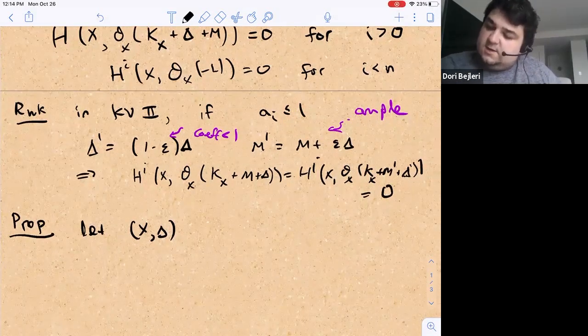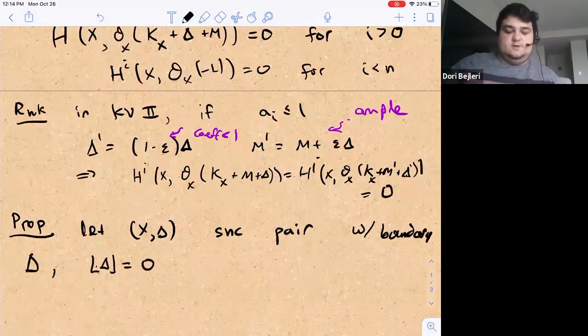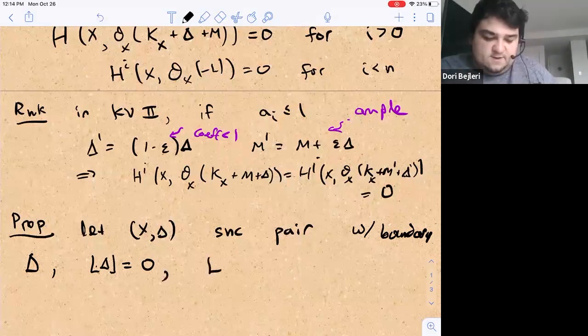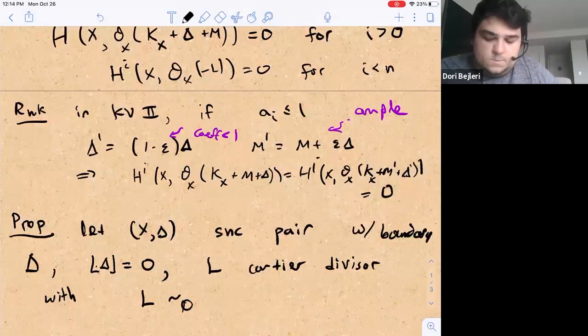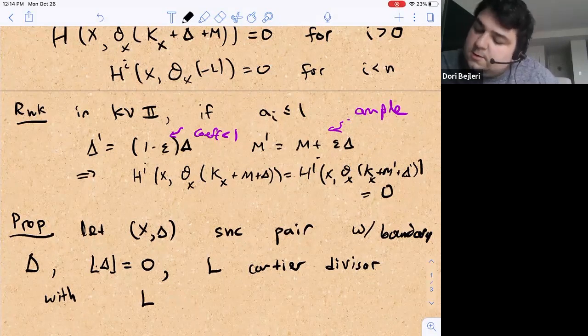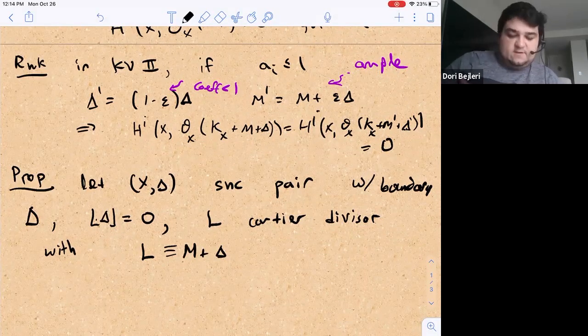So let's say (X, delta) is an SNC pair as above, with boundary delta and the round down of delta is 0. So that's another way to say that the coefficients are strictly less than 1. And let's say that L, just like above, is a line bundle or a Cartier divisor, numerically equivalent to M plus delta, where no assumptions on M now.